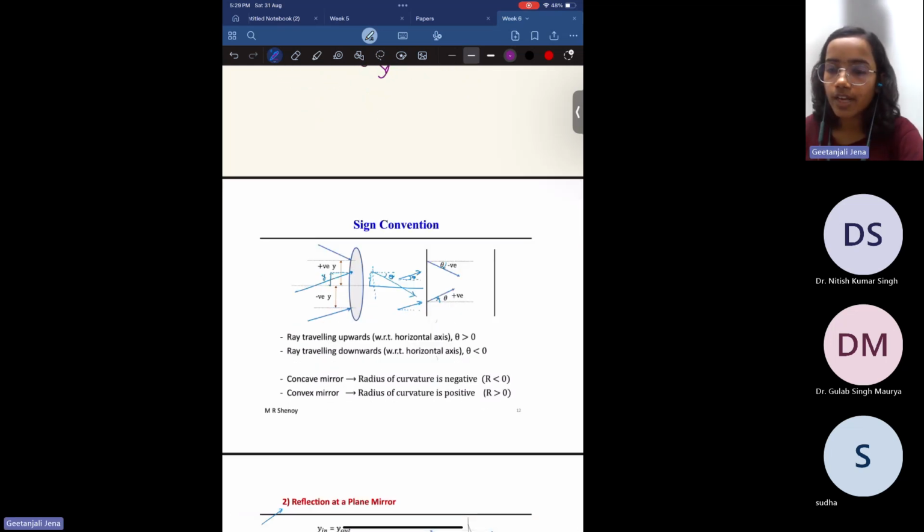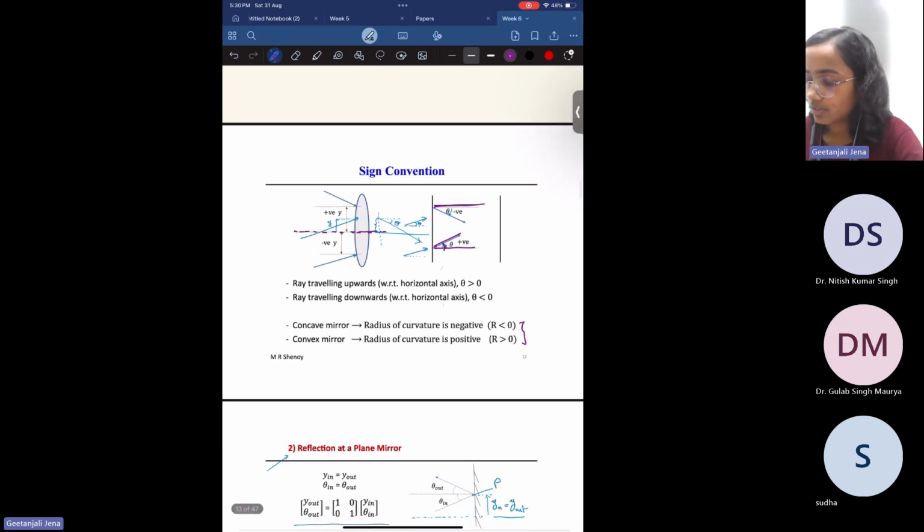So, sign convention. You know that I have already told one sign convention, that is the radius of curvature. For a concave mirror, the radius of curvature is less than 0, and for a convex mirror, it is greater than 0. And for y in and theta in, if y is above this central line, it is positive, and if y is below this central line, then it is negative. Similarly, if theta is making a positive angle, like this, then theta is positive, and if it is making a negative angle, then theta is negative. So these are the sign conventions that you must remember to calculate the ray transfer matrix.